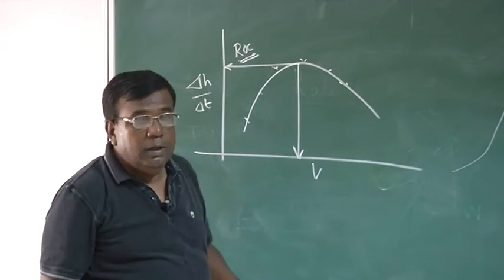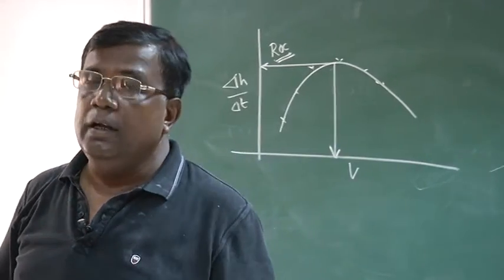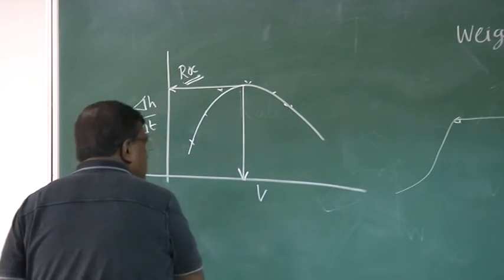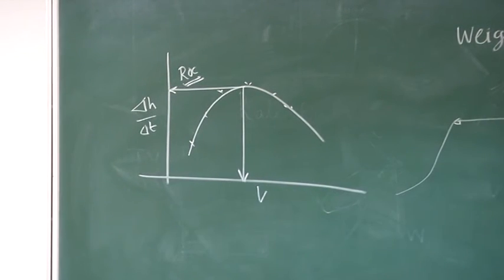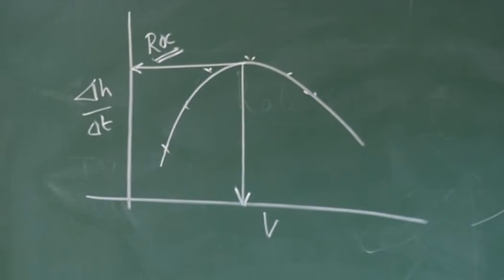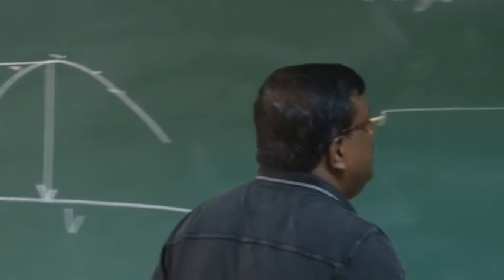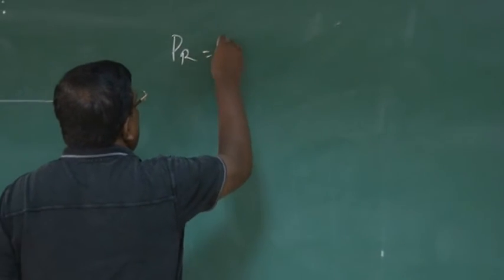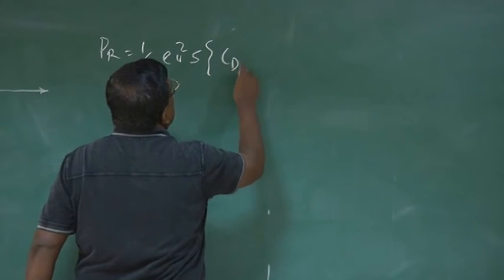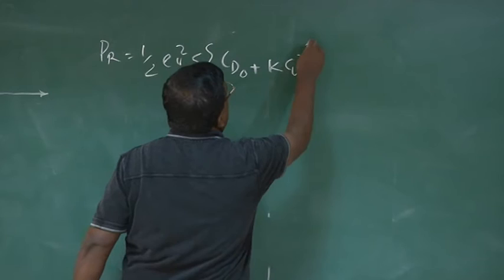But what is our aim? Our aim is to see whatever theory we have understood, whether I am able to validate it with those 3 experiments or not. So my job is not over here. What should I do now? Now I will again use the understanding from the blackboard in the classroom teaching. There we know how to calculate power required. And how to calculate power required? Power required was half rho V square S CD naught plus k CL square into V.